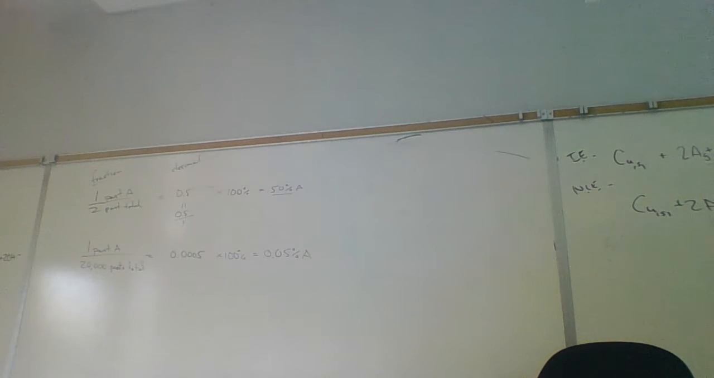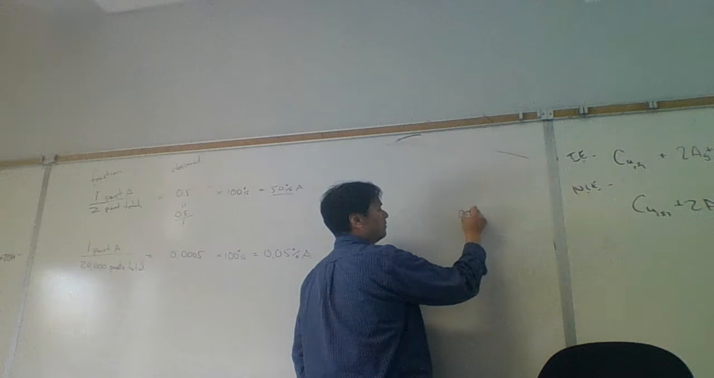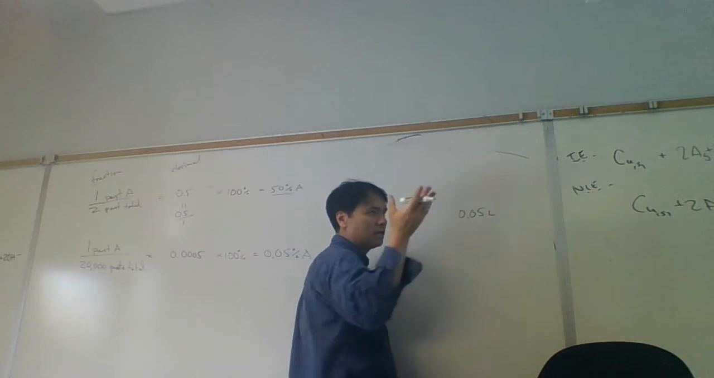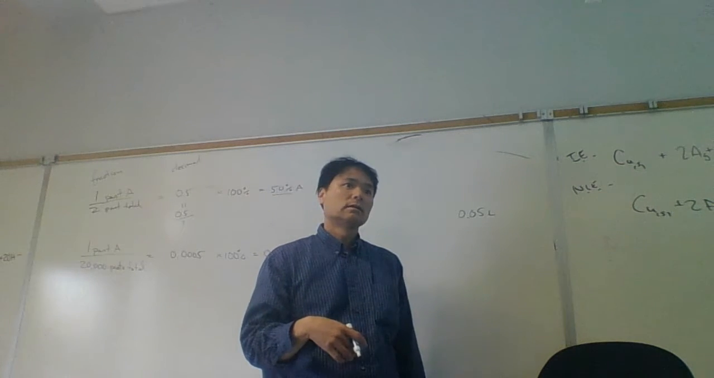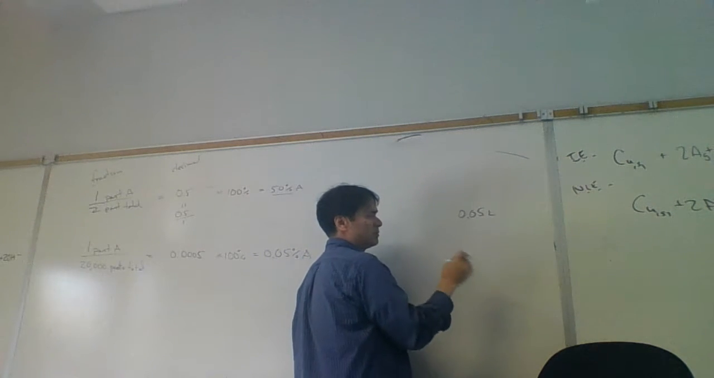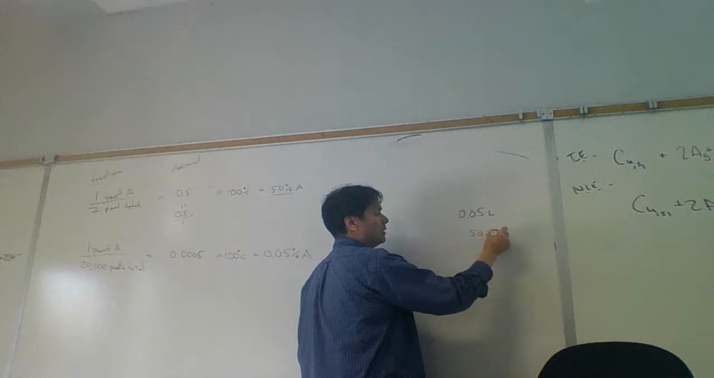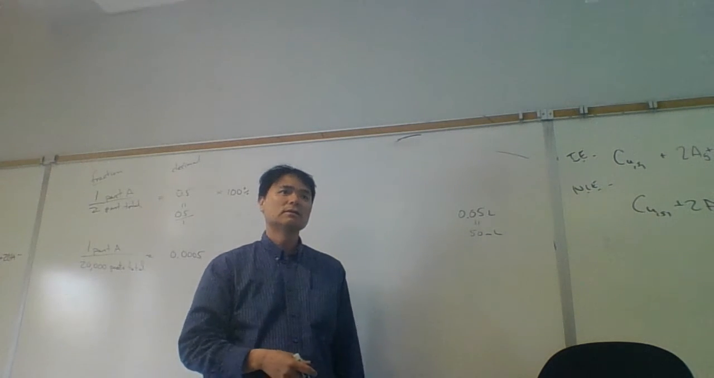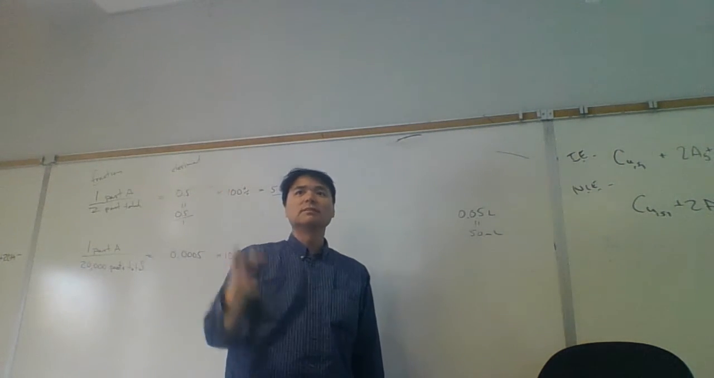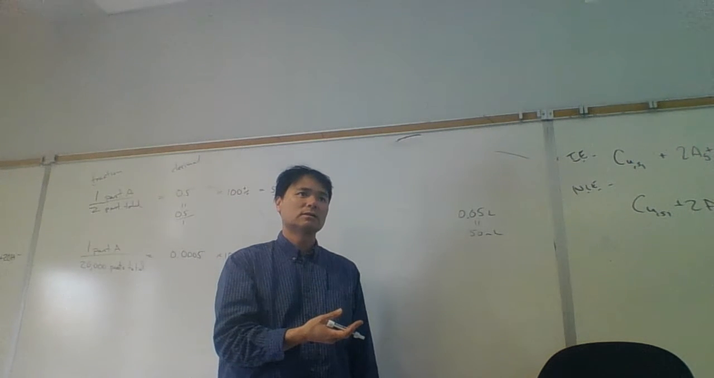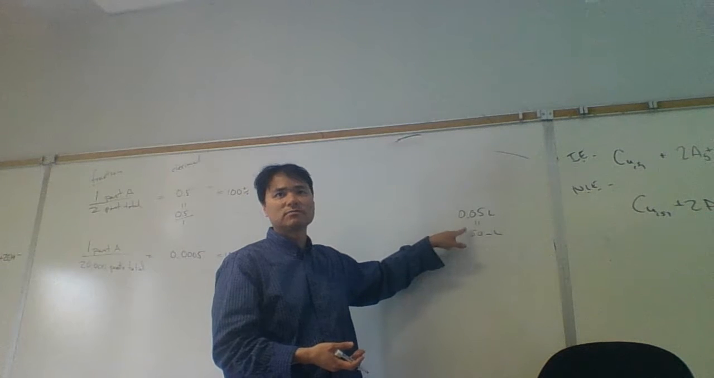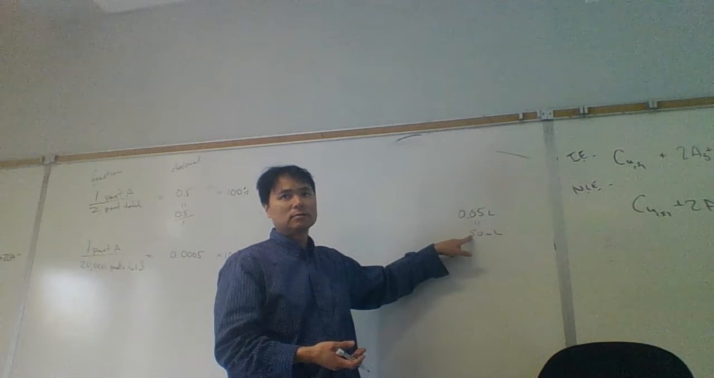Sometimes it's more convenient to use other units. For example, if this were 0.05 liters, rather than saying 0.05 liters, we might say something else. If I have 0.05 liters, can you visualize it in your mind? It's hard to visualize 0.05 liters because that's a tiny fraction of a liter. But it's probably easier to visualize 50 milliliters, because 0.05 liters is 50 milliliters. You can immediately visualize what 50 milliliters looks like versus what 0.05 liters looks like. But they're the same thing.